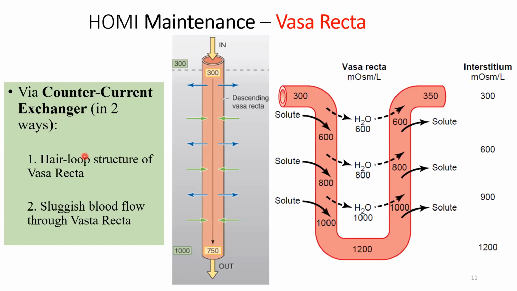Okay. Now, there are two mechanisms by which Vasa Recta saves the day. There are two mechanisms by which Vasa Recta basically helps the HOMI do its job. One is, it is just like the loop of Henle, it is a looped structure. It's not a straight line. It's not a straight tube. It is a loop. Okay. The only difference is the flow of blood is opposite to the flow of tubular fluid. Okay. Now, one is the hairpin loop structure of the Vasa recta.